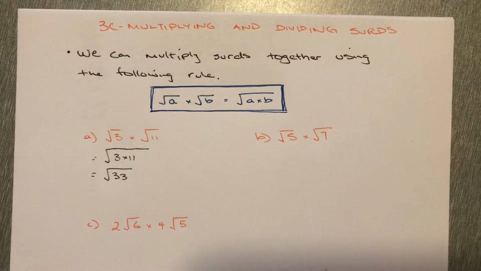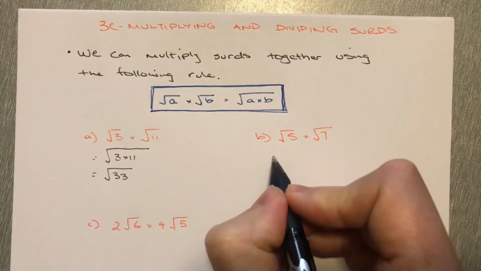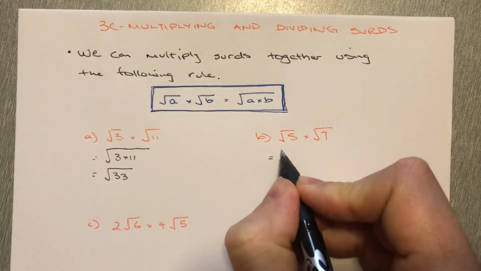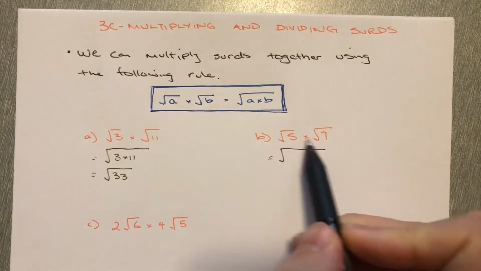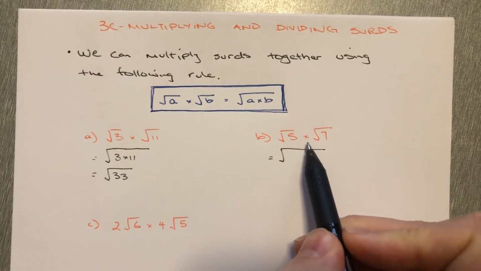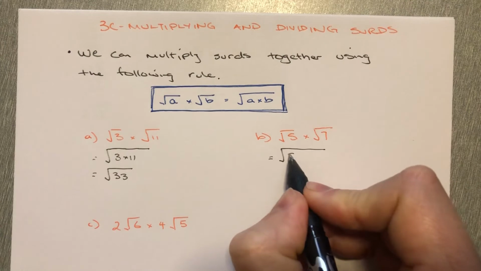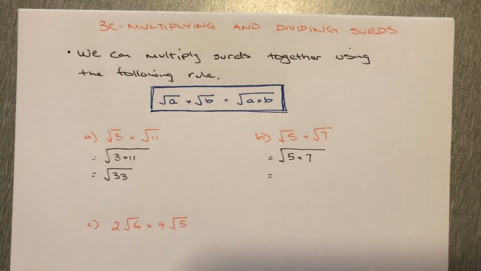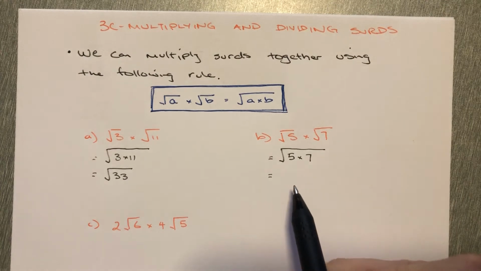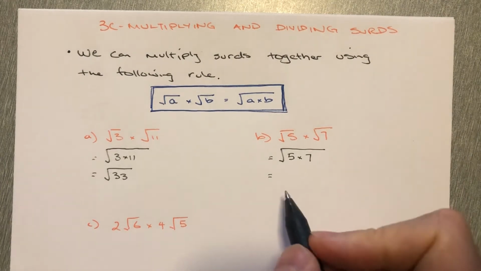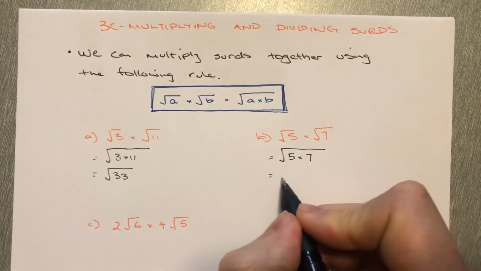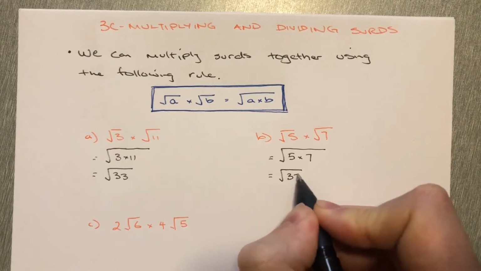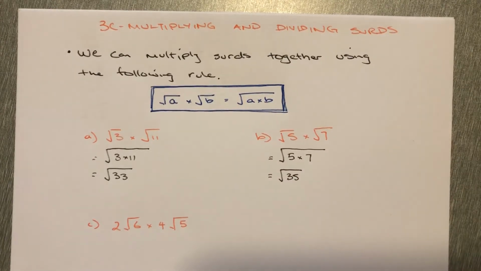So let's do the exact same thing with this next example here. Again, these two are underneath separate square roots and they're multiplied together. But what we can do is put them underneath the same square root, just like that. And we know that 5 times 7 is 35. And we're done. We've multiplied them together.